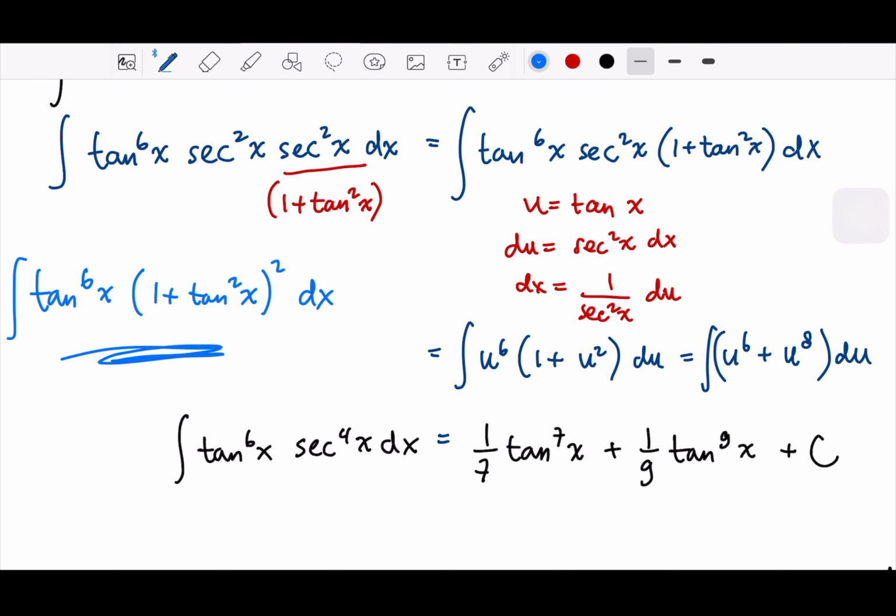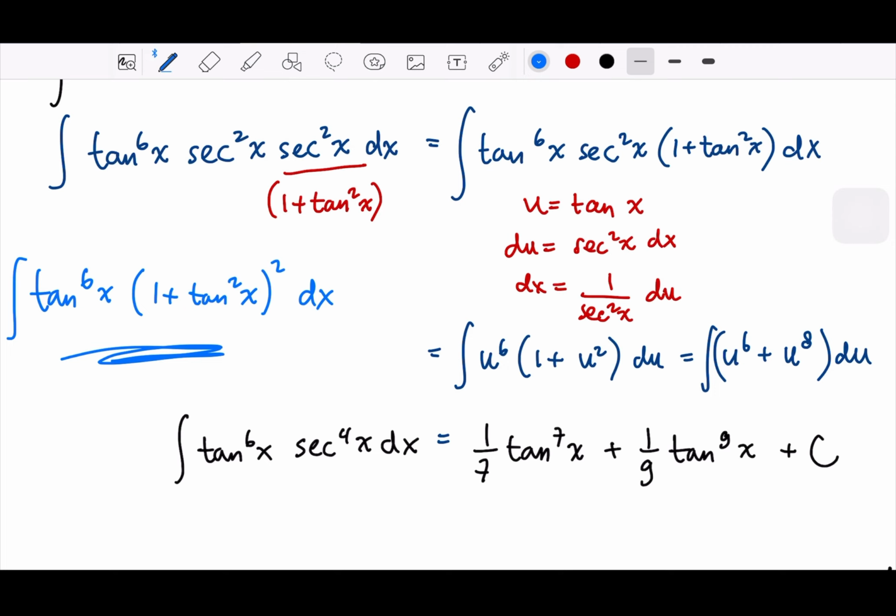Okay, so I hope you get the idea of why we are doing this. We separate the secant squared, because our goal is taking this trigonometric identity and rearranging the equations so that at the very end we can substitute one of them and then cancel. So that's our goal in trigonometric integrations.